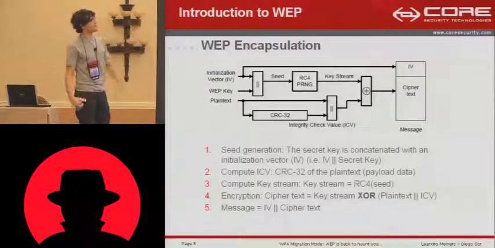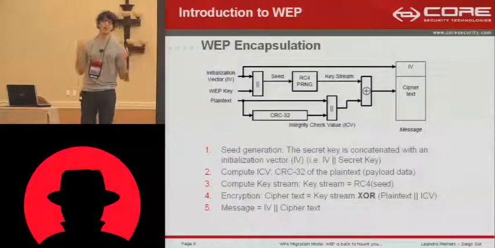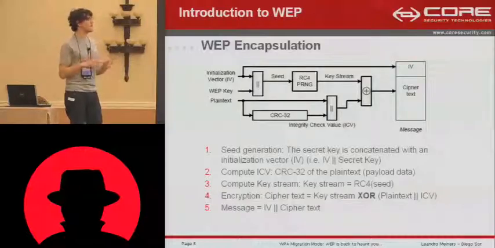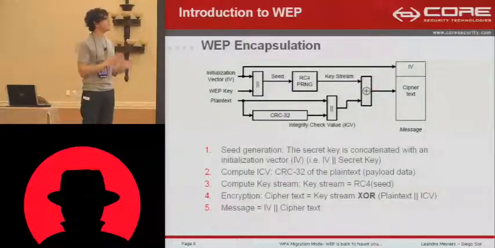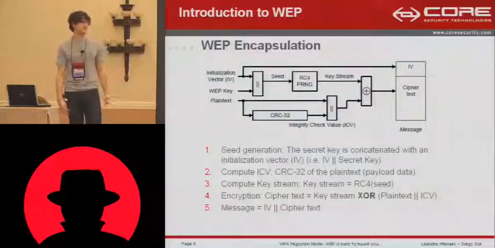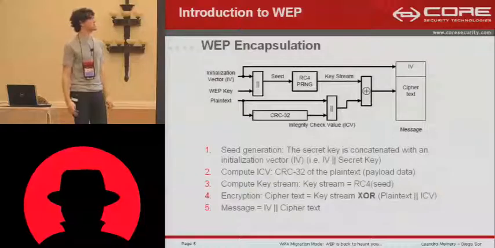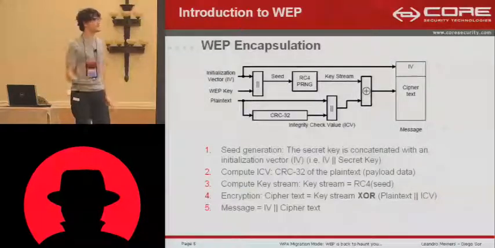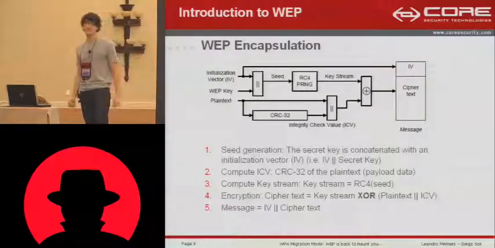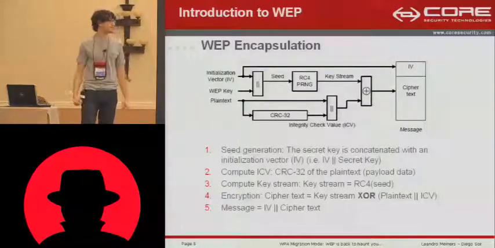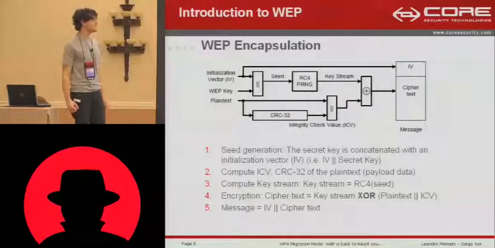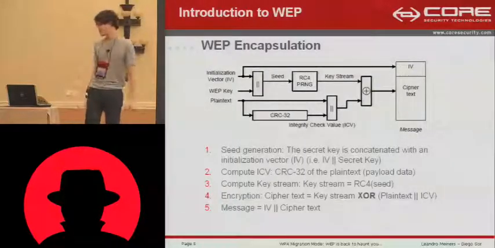So from there, we get the ciphertext. So basically, we have the key stream, we have the plain text message concatenated with the ICV, and we exclusive OR those things to obtain the ciphertext. Then we prepend the initialization vector. This is in order for the receiver to know the initialization vector that is used to decrypt the packet. So this is the basic diagram of the WEP encapsulation.